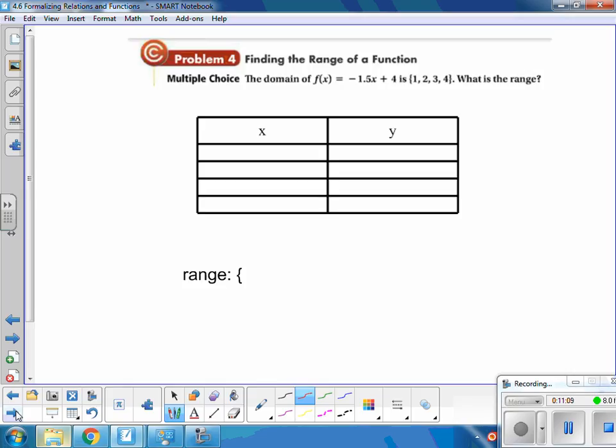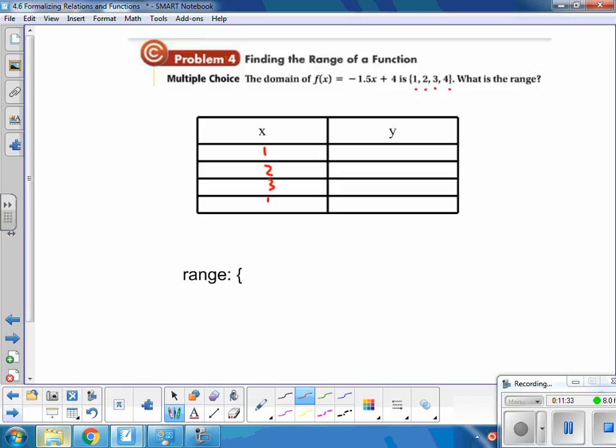So the domain, f of x equals, so here's our equation. Remember, this is actually y equals, this is what you're more familiar with, okay? Y equals negative 1.5x plus 4, but we're now seeing it as a function, okay? And this is our domain. So our domain, right here, is our domain. So we're going to plug it in, 1, 2, 3, 4.